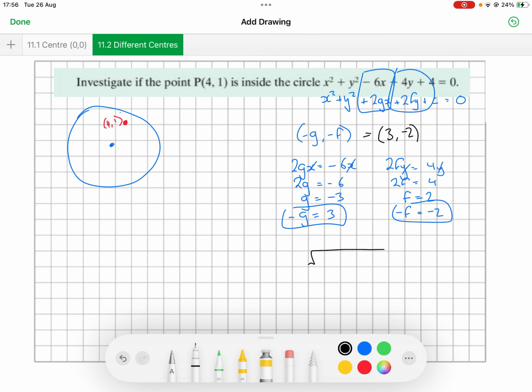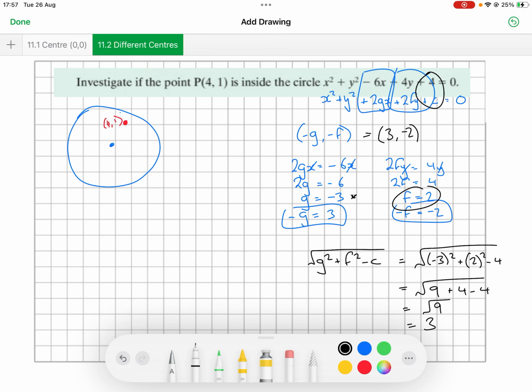My radius then, from the exact same space in the log tables, is this formula. So I find that g up here is minus 3, I find that f is 2, and c is the number on its own, so it's take away 4. So that gives me 9 plus 4 take away 4, which gives me 9. Square root of 9 is 3. So I know in this circle that the radius is 3. And I also know that the centre is (3, minus 2).